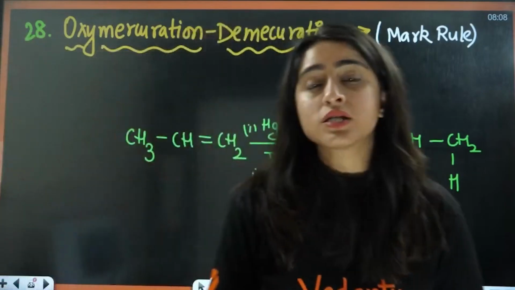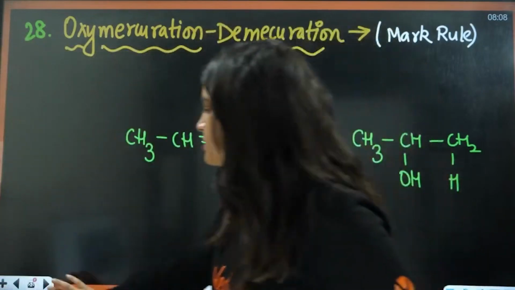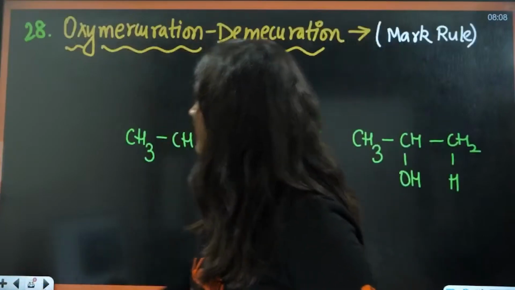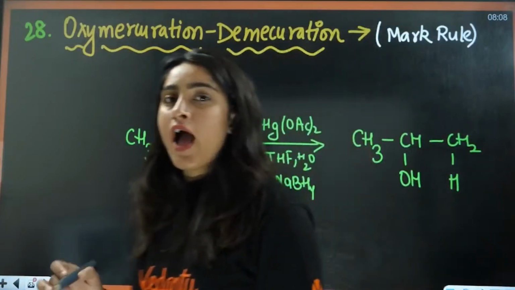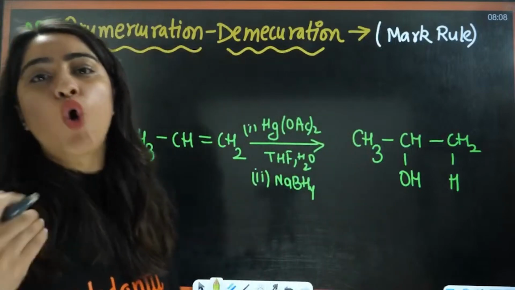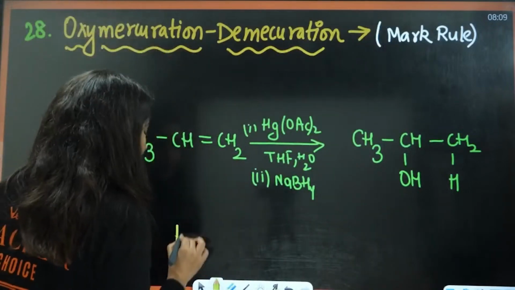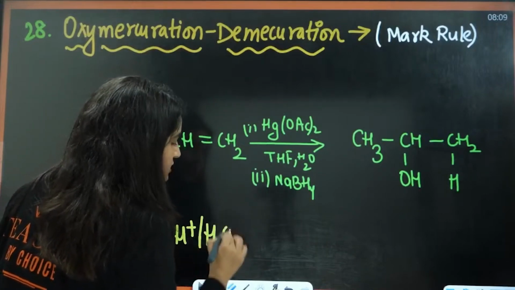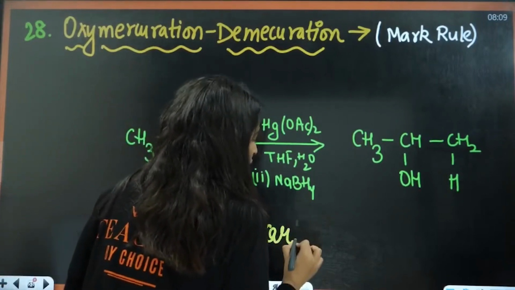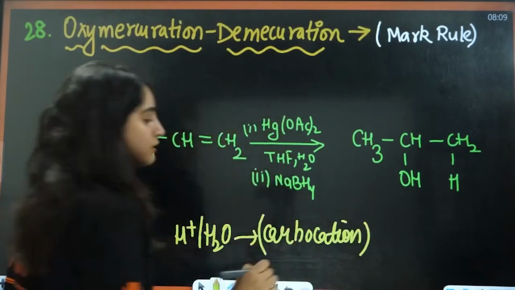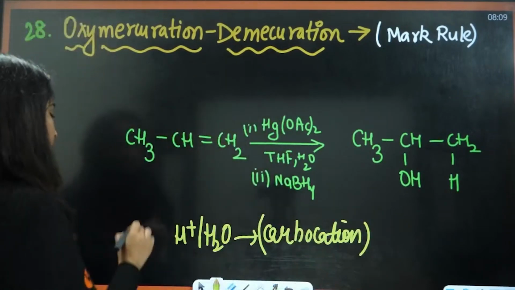Next is oxymercuration demercuration. So there are 3 methods. Let us do this one by one. If you are forming alcohol using acid catalyzed hydration, in that case the mechanism will be via carbocation, and the rearrangement of carbocation will take place.